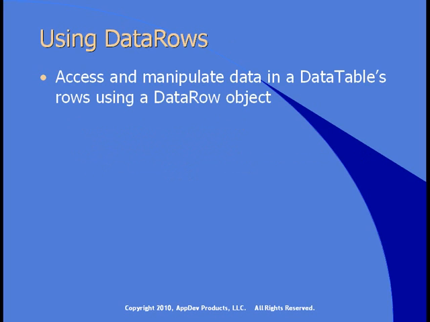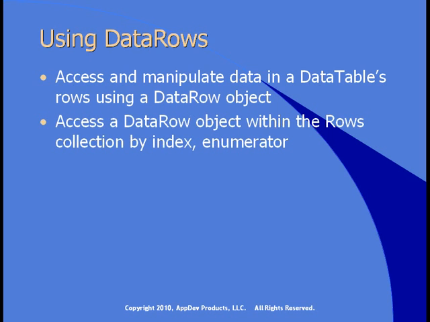You can access and manipulate data in a data table's rows using a data row object. So horizontal access to data uses a data row object. And you can access a data row object within the rows collection by index if you want. So you can go to row 15, or you can enumerate through them one at a time from top to bottom. You can iterate through all the rows using a for each loop.